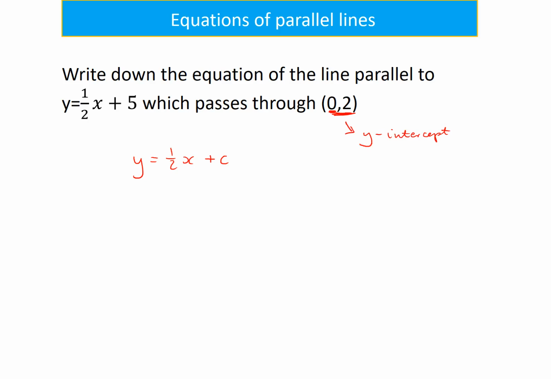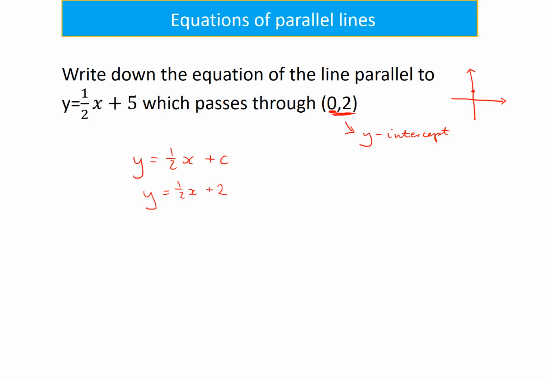When you spot that, because if I was to plot this point, 0 is here and let's say 2 is here. So this point, because the value of x is 0, is on the y-axis. So this is the y-intercept. So I know straight away that the equation here would be y equals a half x plus 2.